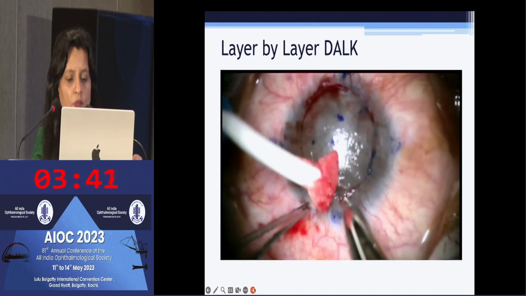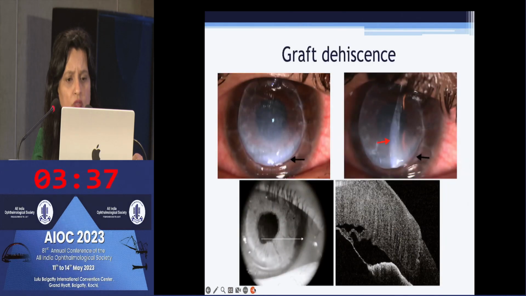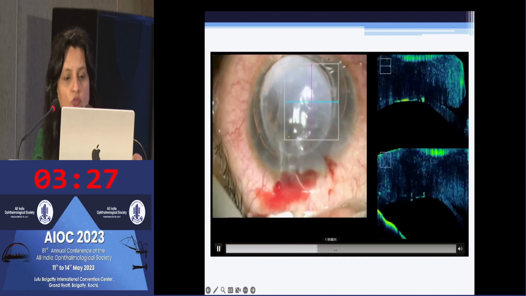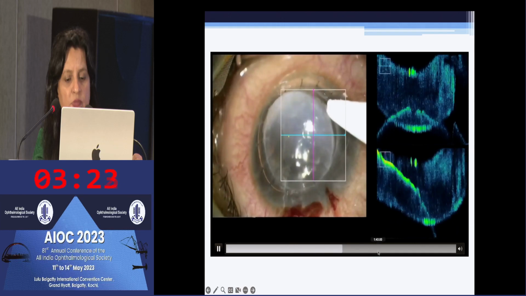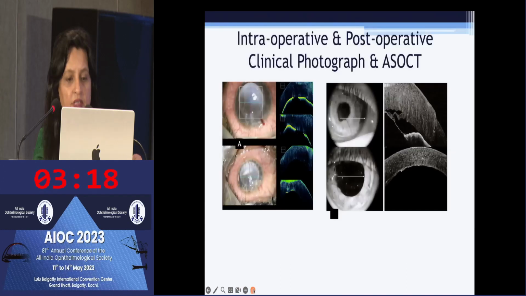So I think I'll skip this and we'll come to the post-op cases. Sometimes you have graft dehiscence such as this here after DALK, and again these cases can be tackled using the intraop OCT microscope, where you can actually see where the dehiscence is and where the Descemet's membrane is without having to perforate the Descemet's membrane.